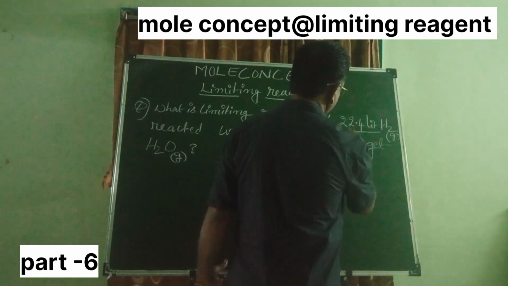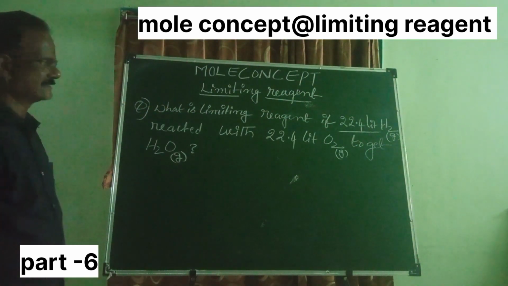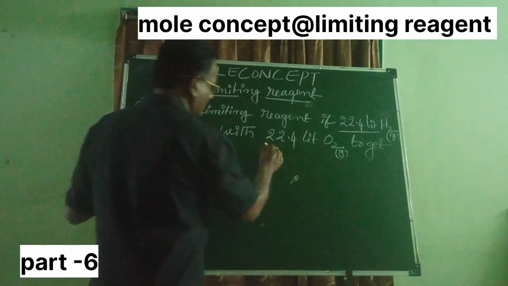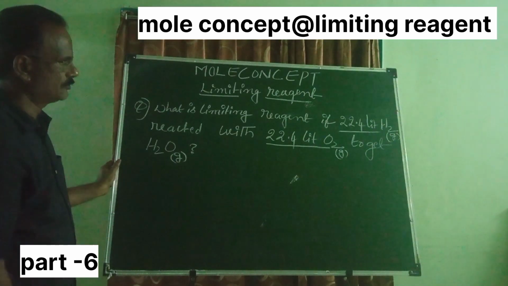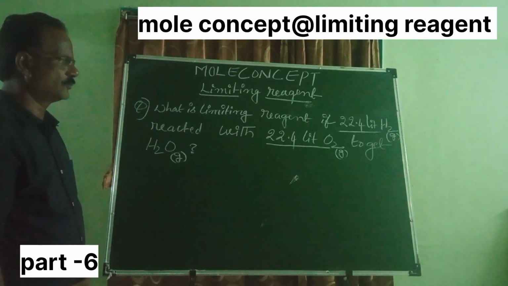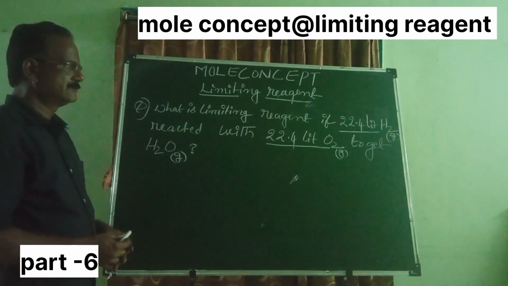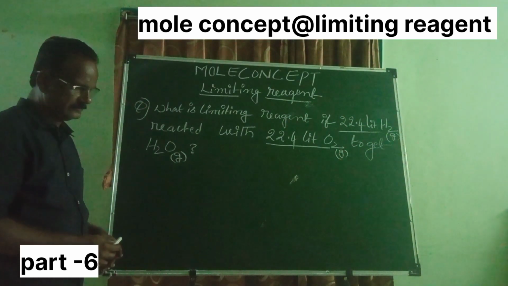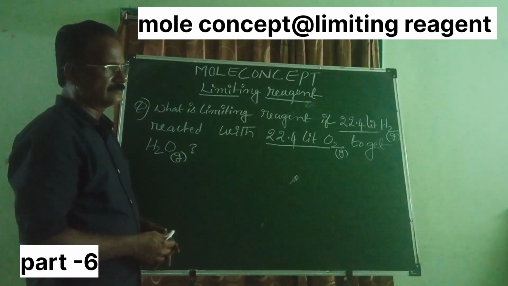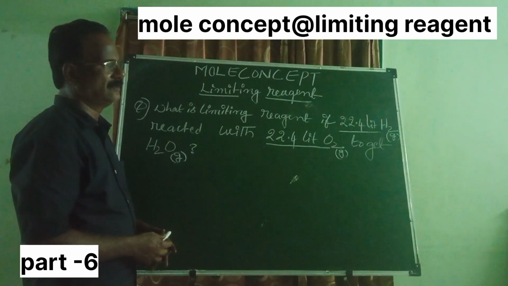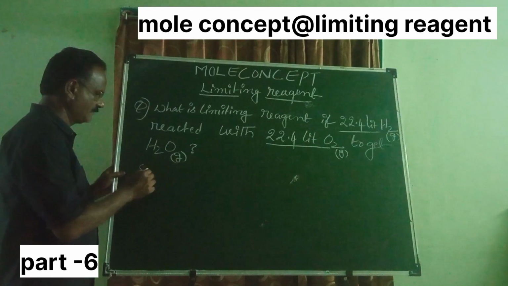If 22.4 liters H2 gas reacted with 22.4 liters O2 gas to get H2O. So, in the problem, both the reagents are in the same quantity. So, for identification of limiting reagent, we have to go through the balanced equation.